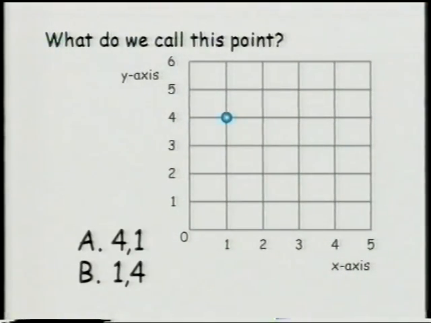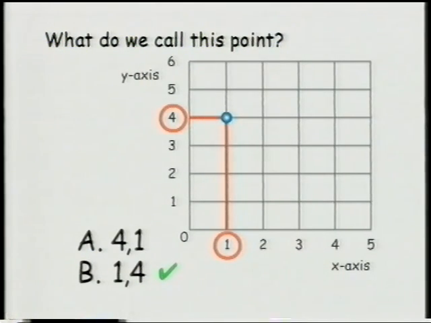So now we know that, what are the coordinates of this point? A, 4, 1, or B, 1, 4? Well, our point is 1 along the x-axis and 4 up the y-axis. So we call it 1, 4. So it looks as if B is the right answer.